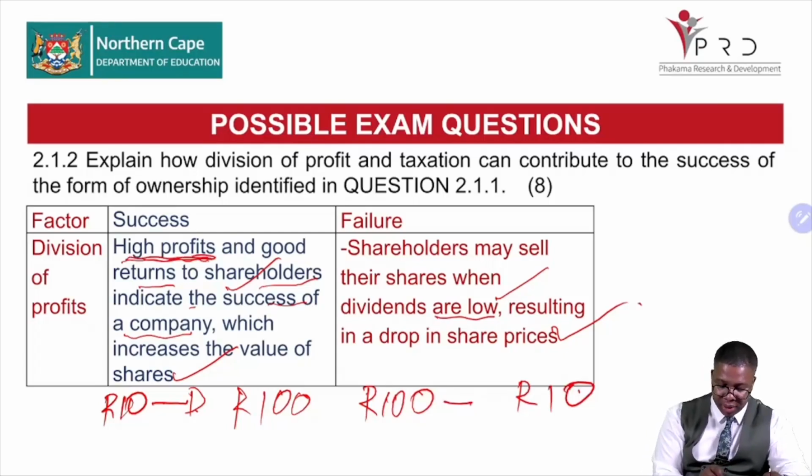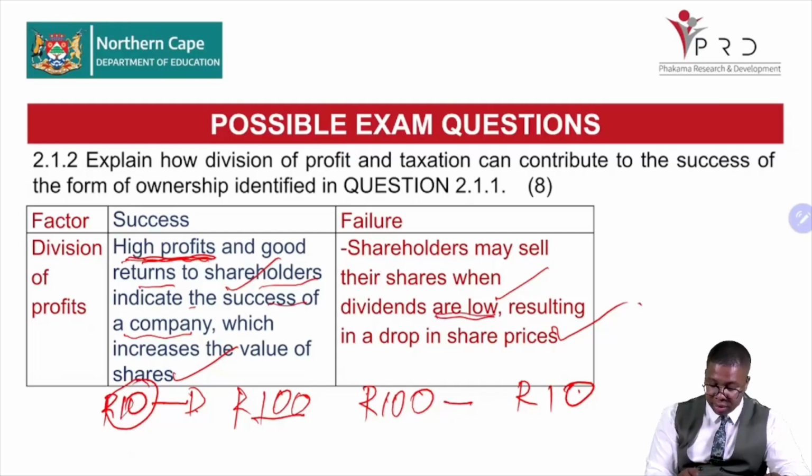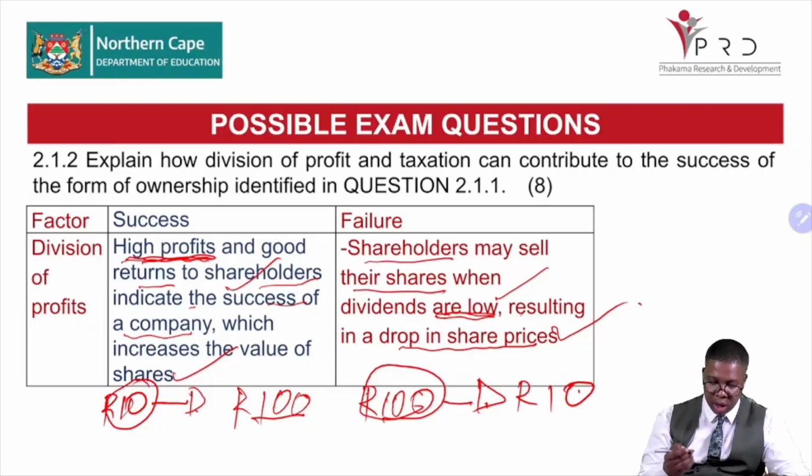When the company profits are high, the share price can move from 10 Rand to 100 Rand. But when the company profits are low and dividends are low, then the share price can move from being 100 to 10 Rand. So that will result in a drop in the share price. And some shareholders will sell their shares because the division of profit is not good. The return on investment is not good.